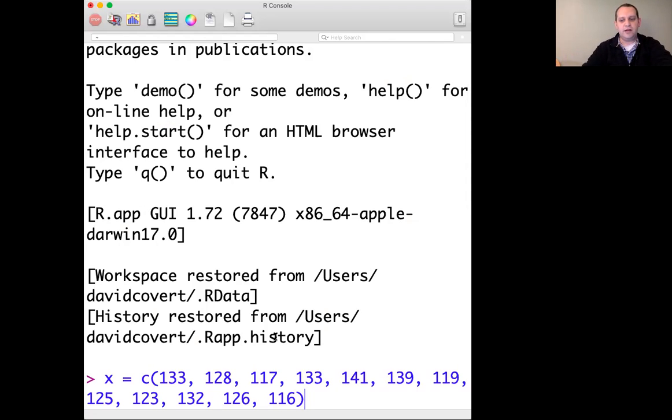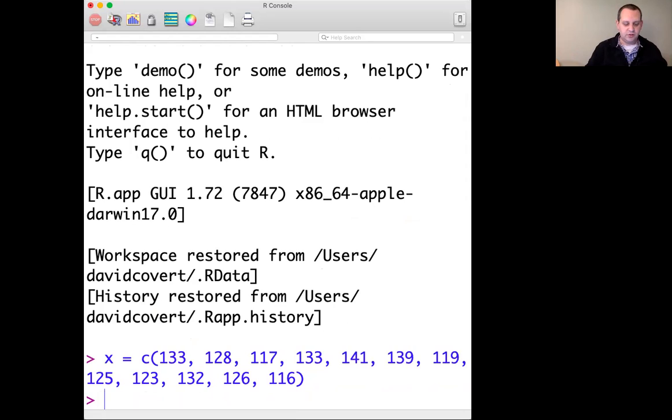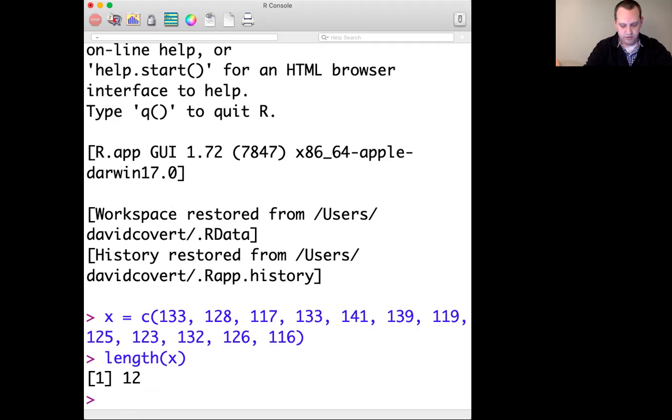What I have already is I stored our data set. That's 133, 128, 117, 133, 141, 139, 119, 125, 123, 132, 126, 116. Good, so that's our data set X. I always like to make sure that I didn't miss anything. There are 12 numbers there, so that's good. And then we want to find a 95% confidence interval.